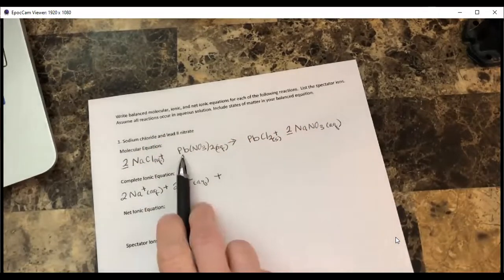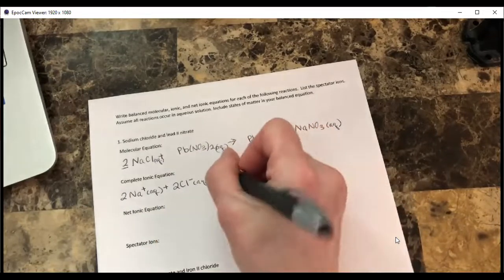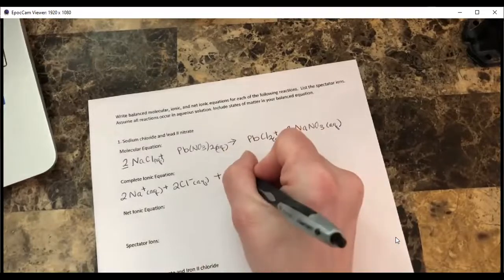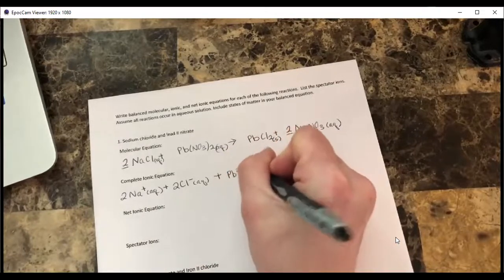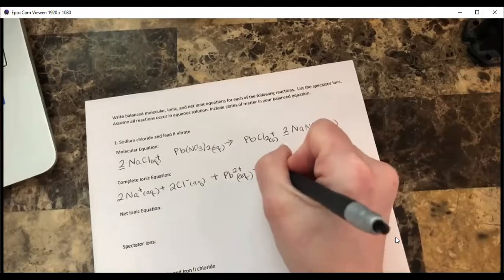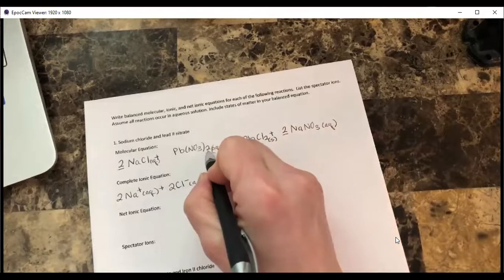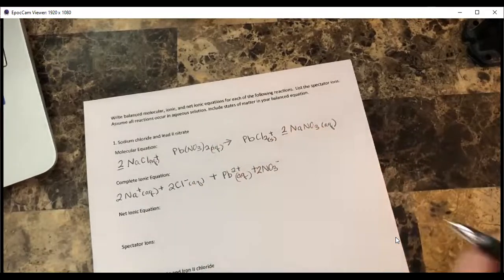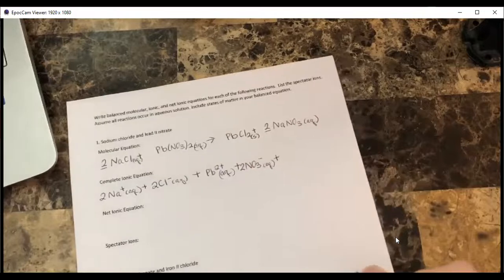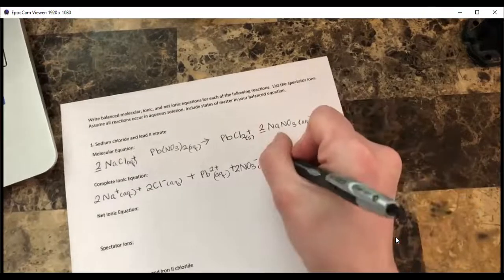Plus we have a lead 2, remember, uncriss-cross them. We have a lead 2 plus, and that is aqueous, plus a nitrate, NO3 minus. We have 2 of those, right? So there's 2 nitrates, and that's aqueous. Plus, we're going to leave lead chloride together because that's a solid.